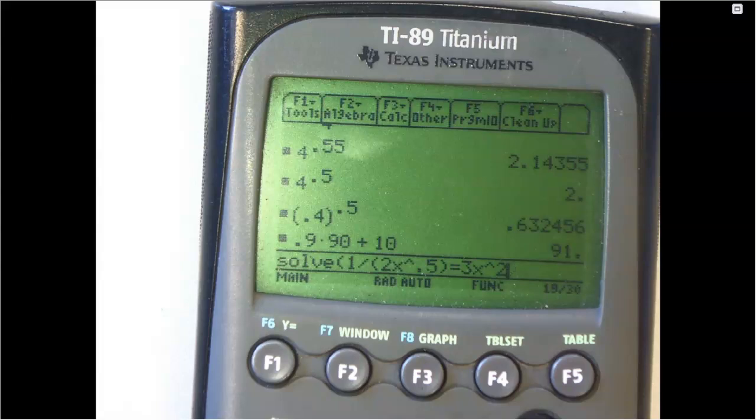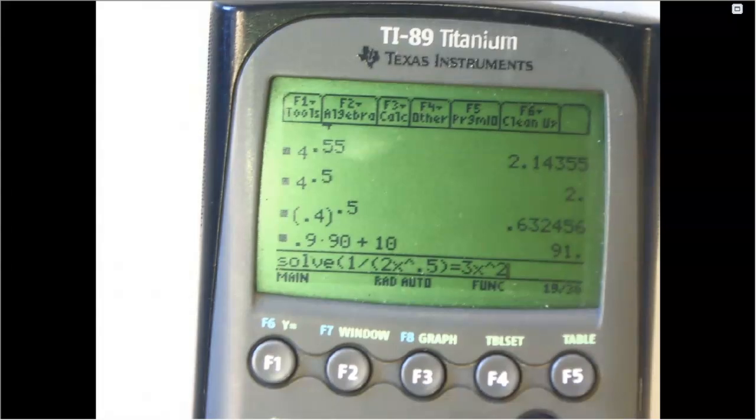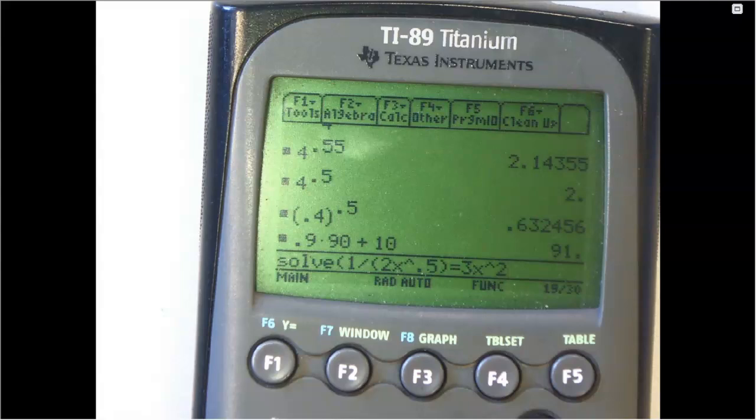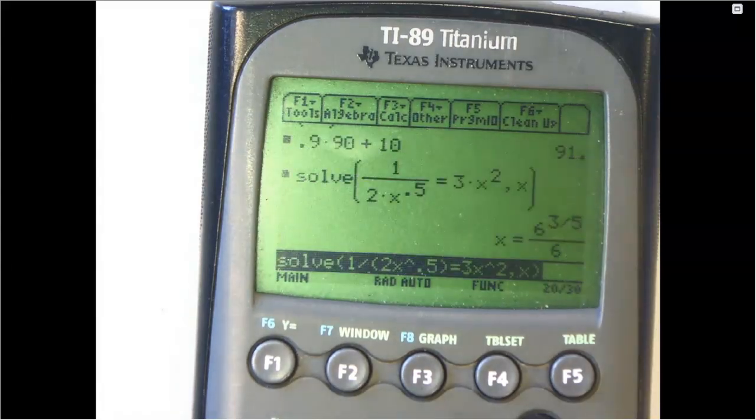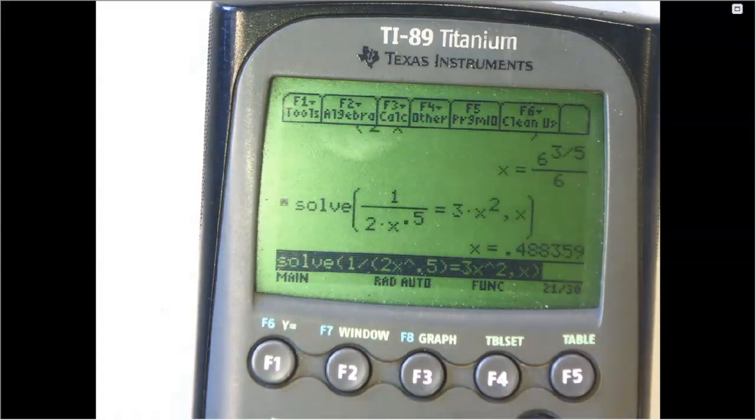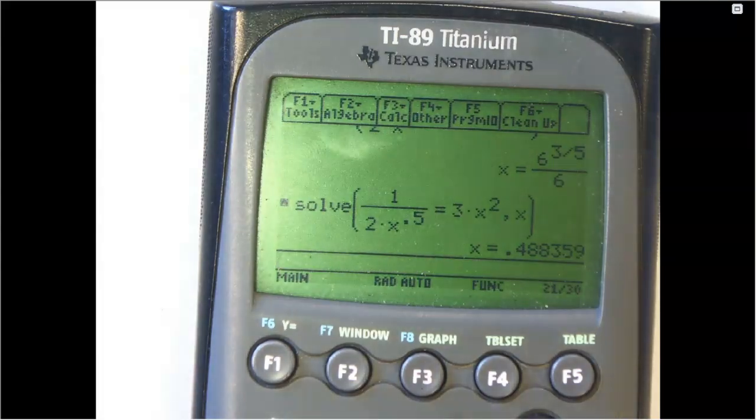What it wants to know is, what variable do you want me to solve for? Which seems like a silly question. There's only one variable in there, but sometimes there's not. So you just play along, do what it wants. So hit comma, and then x. Which should be obvious, but it's not. And then you get your solution there. So that's the same answer. If we wanted it to be a decimal, how do we do that? Diamond that. 0.488.